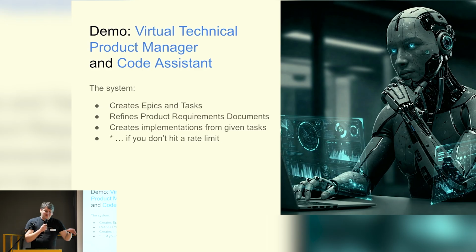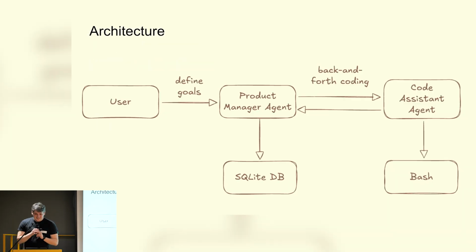Now, for the product manager part, I'm fairly sure it will work, maybe on three different retries, but it will. For the code assistant, we will see what it will do. And yeah, if we don't hit the rate limits, which is another fun part of doing AI nowadays.